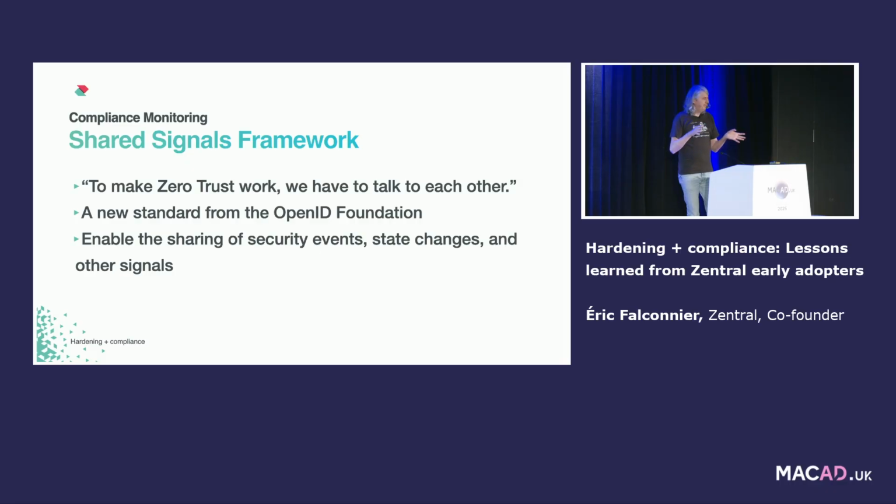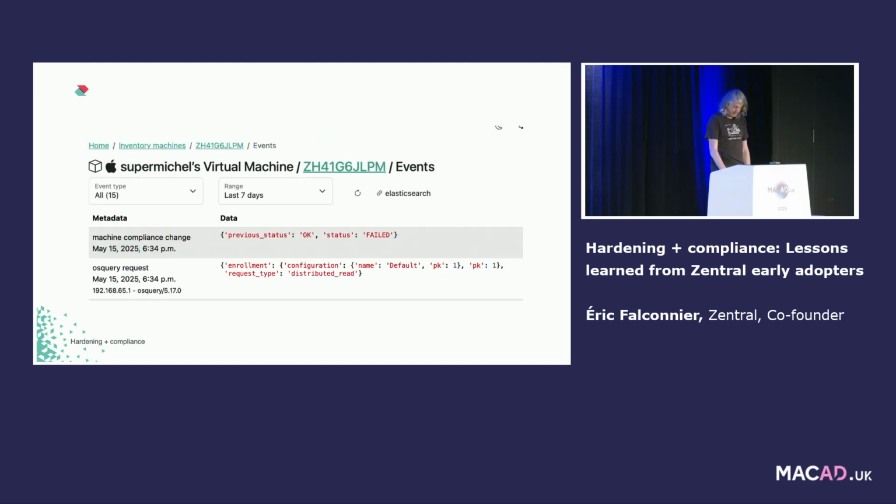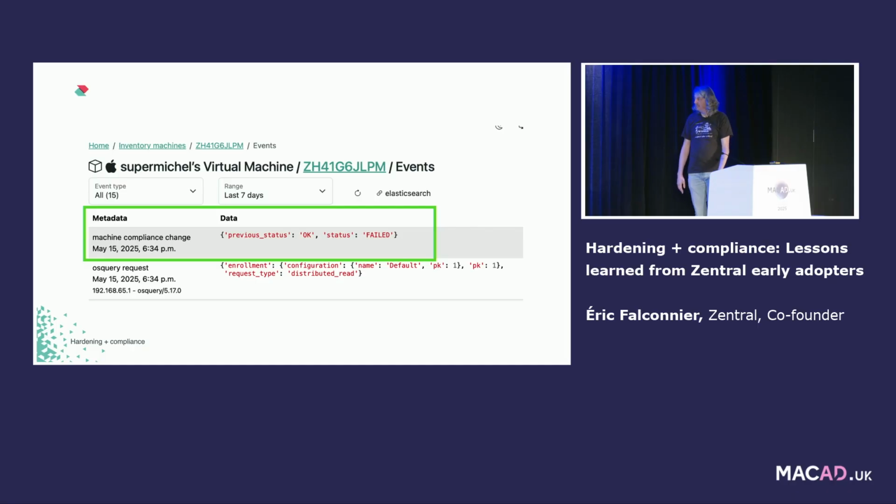So you might be familiar with it, because if you want to have your own IDP in ABM, in the Apple Business Manager, your IDP has to support shared signals, like communicate the end of a user session, for example. So it's very simple. It's Zentral sending some security events to Okta. So we have the security events. This is the event log for each device in Zentral. We have everything, Monkey, MDM, and everything.